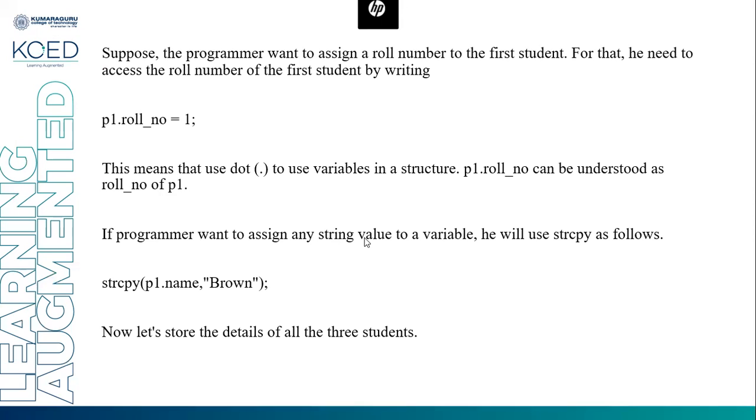If the programmer wants to assign a string value to the variable, he will use the string copy function as follows. String copy takes a source string and a destination string. For the source we give the value brown, and the destination is P1 dot name. Likewise, we are able to assign a phone number: P1 dot phone number equal to, and we give a phone number. In this manner, we are able to allocate the phone number.